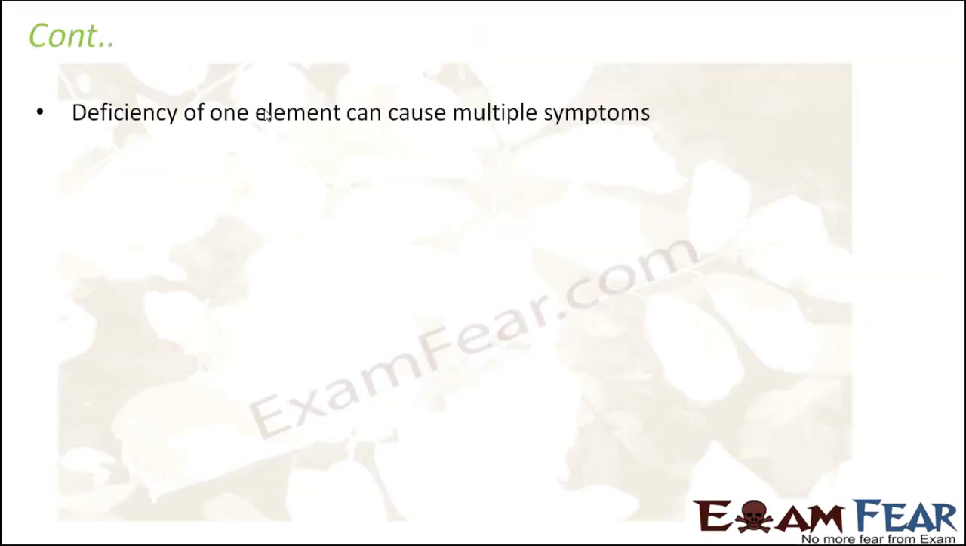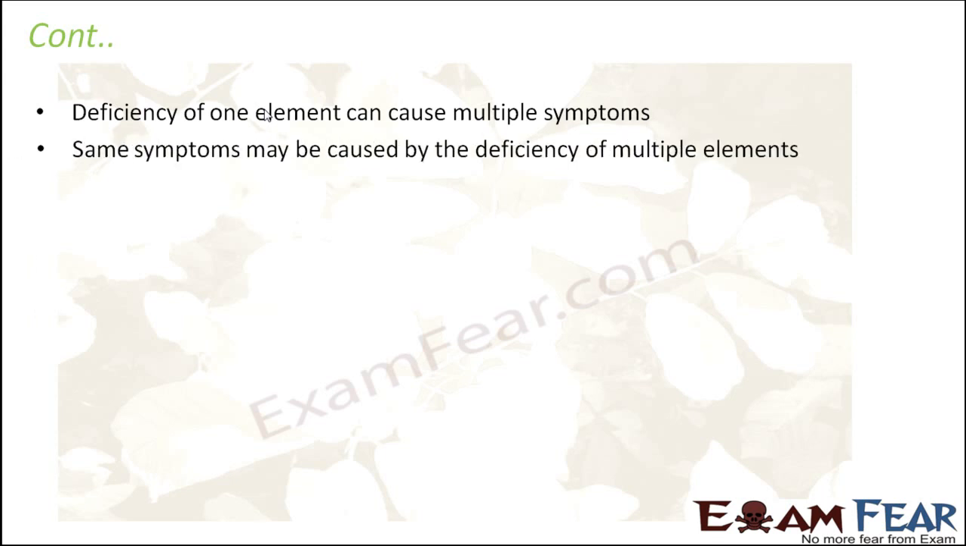So what we conclude is that deficiency of one element can cause multiple symptoms. For example, if there is less nitrogen, the plant will have retarded growth, that is one consequence. The leaves will also turn yellow in color, that is the second consequence. So that means deficiency of one element can cause multiple symptoms.